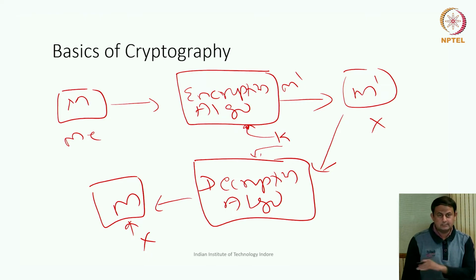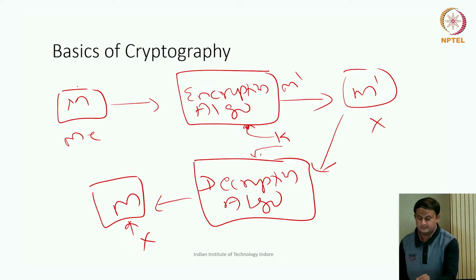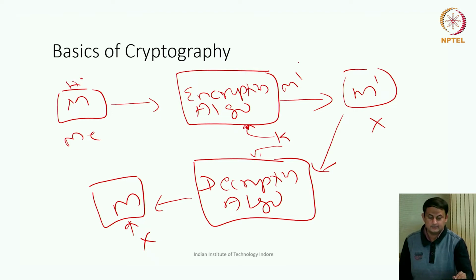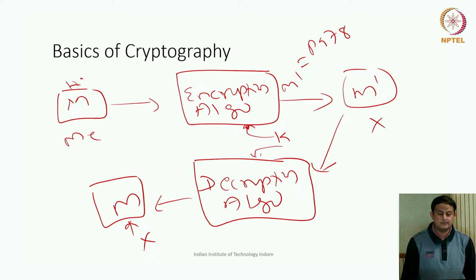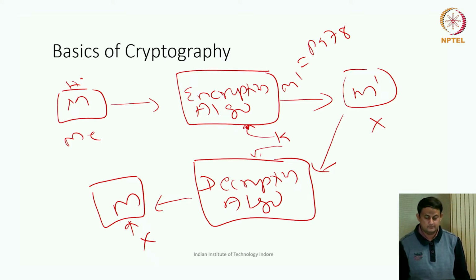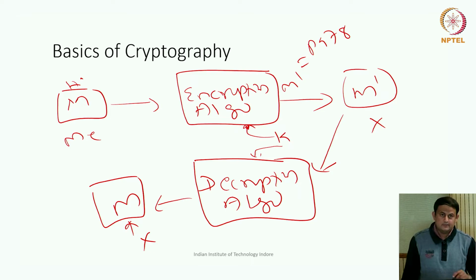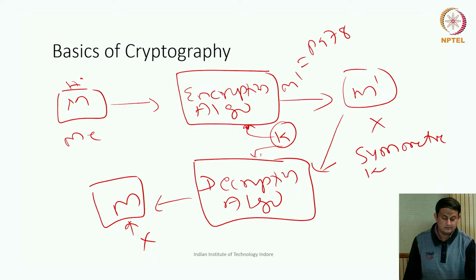So this ensures that the email message is not being read by others. Reading M prime doesn't make sense. If my message is, let's say, hi, when I encrypt it, M prime might look something like PQ78. What is PQ78? The adversary sitting in the middle doesn't know. So that is what happens. This kind of encryption and decryption, since both of them use the common key K, is called symmetric key encryption.